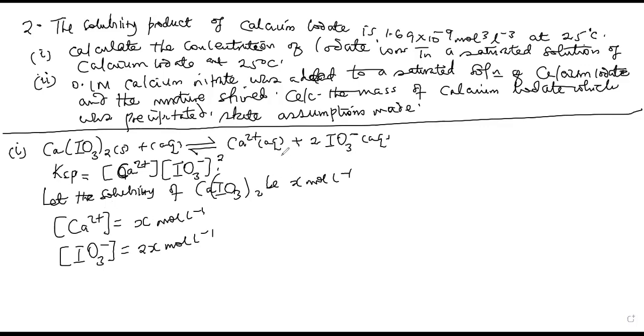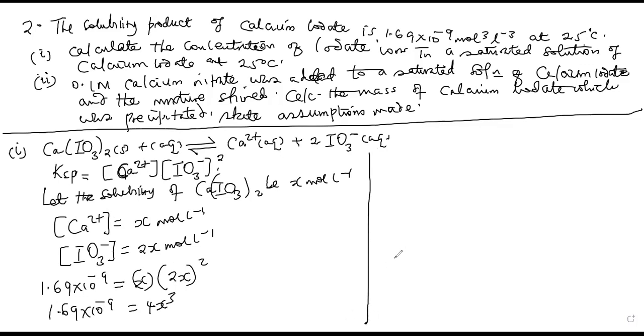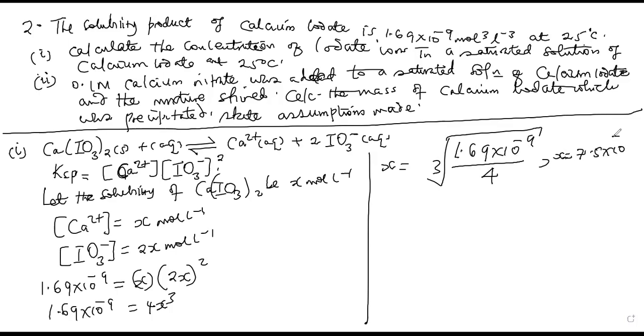Plugging the KSP into this expression, we get 1.69 × 10^-9 equals the concentration of calcium, which is X, times the concentration of iodate, which is (2X) squared. So 1.69 × 10^-9 is 4X cubed. Implying that X equals the cube root of 1.69 × 10^-9 divided by 4, so we get X as 7.5 × 10^-4.